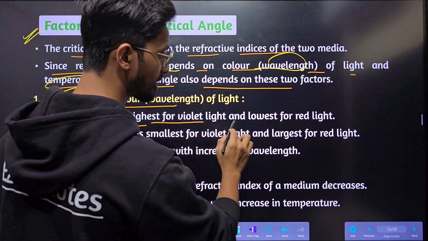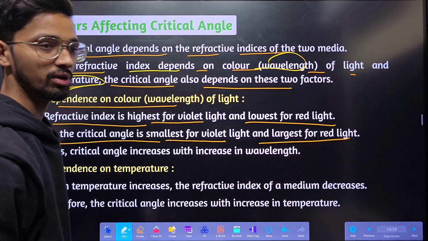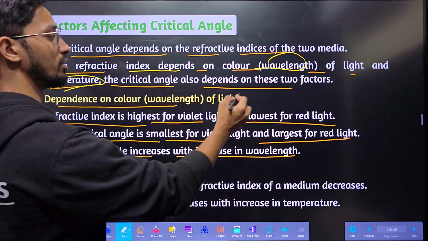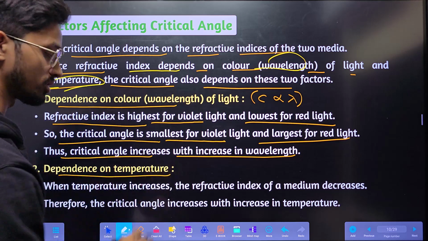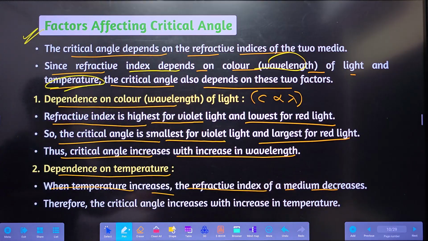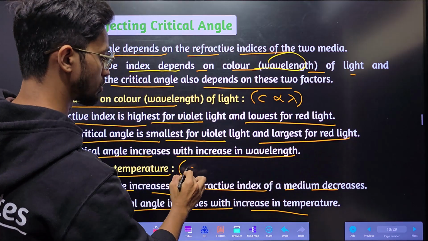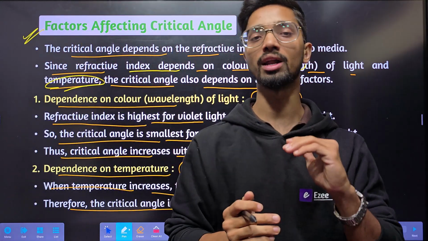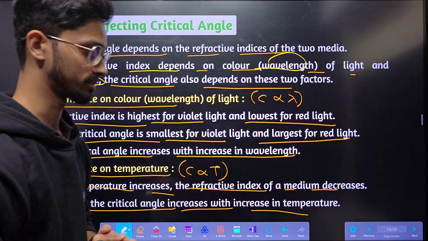Refractive index is highest for violet and lowest for red. So therefore critical angle is smallest for violet and largest for red. It means that critical angle increases with increase in wavelength. Critical angle is directly proportional to wavelength. Next, dependency on temperature. When the temperature increases, the refractive index of the medium decreases. Therefore, critical angle increases with increase in temperature. So critical angle is also directly proportional to temperature. As the temperature increases, critical angle also increases. As the wavelength increases, the critical angle also increases.